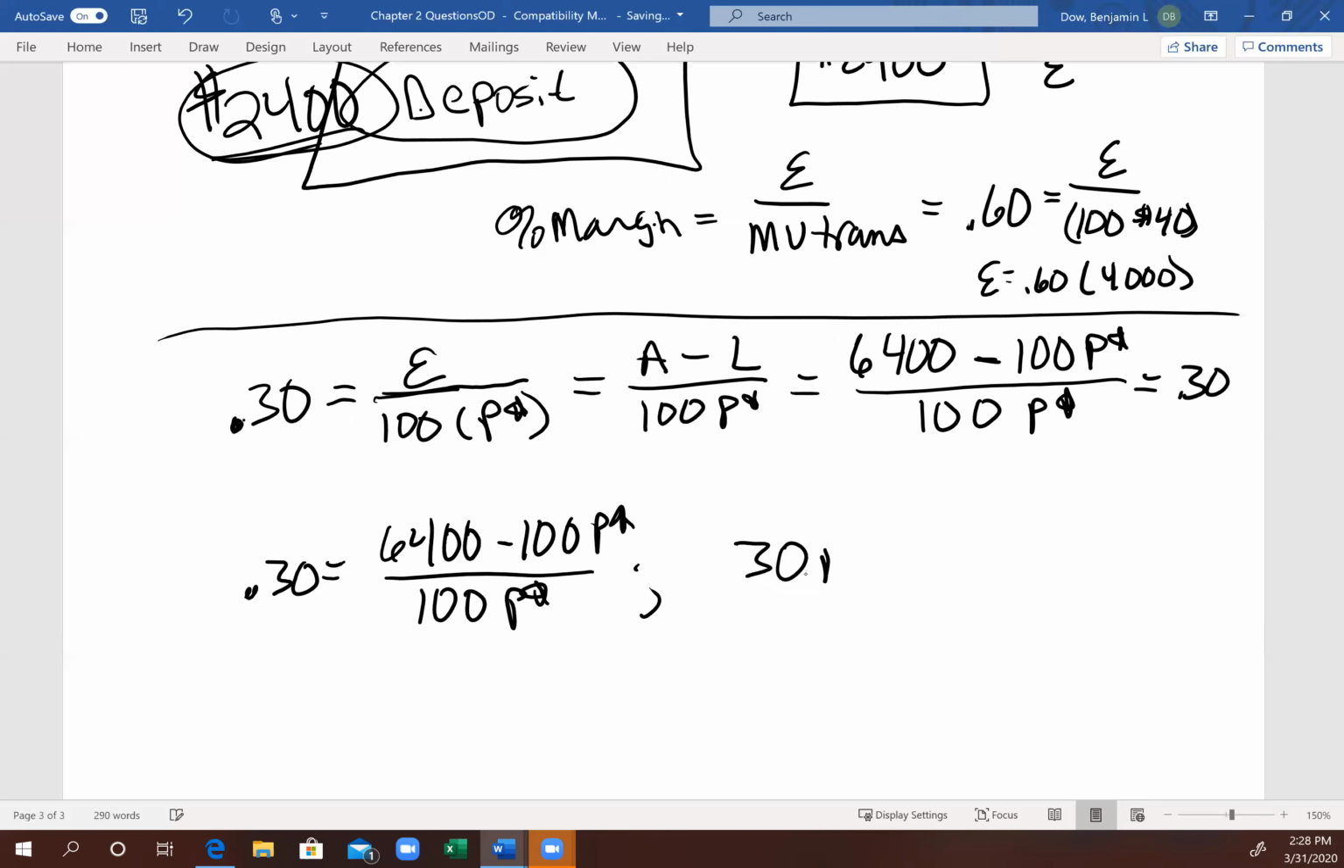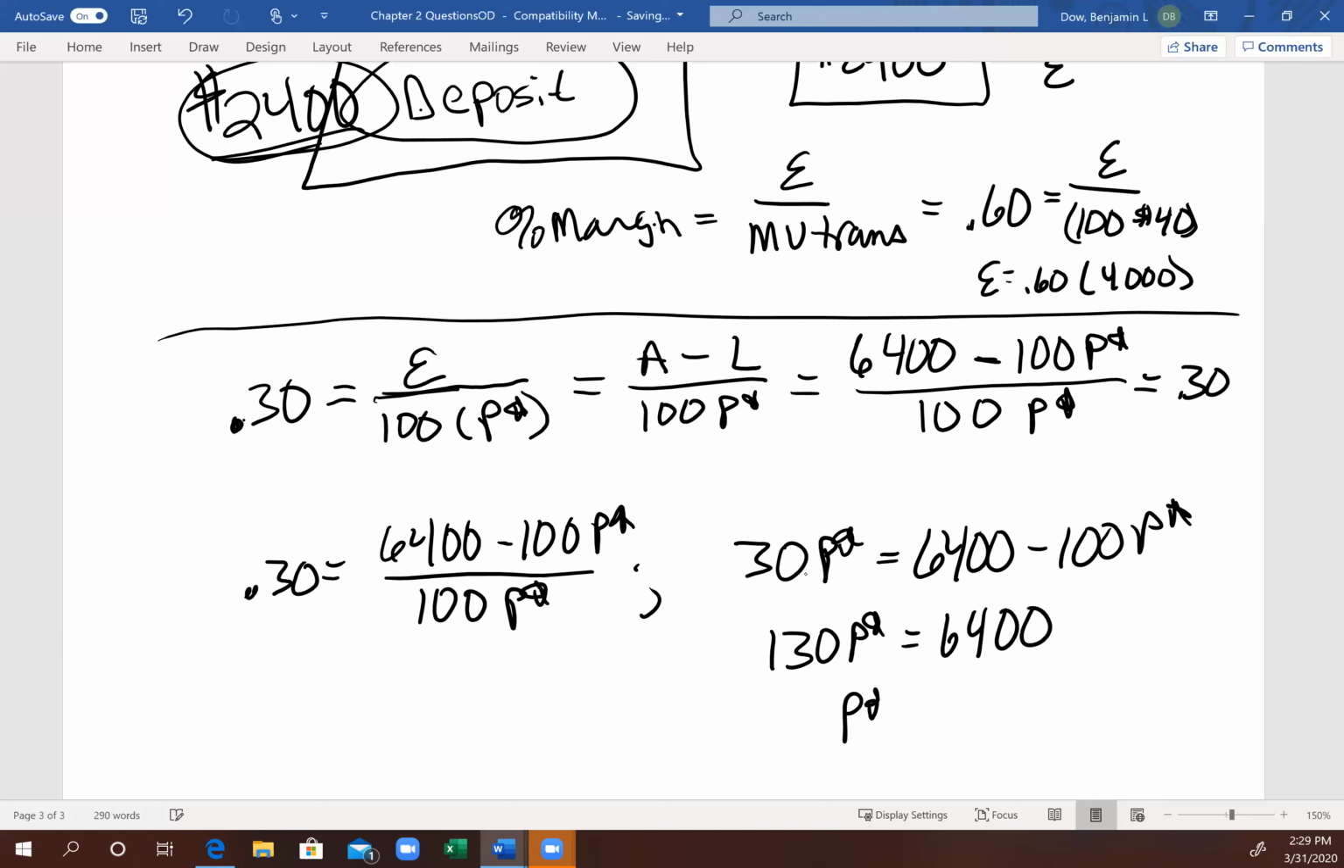30 P star is equal to 6,400 minus 100 P star. 130 P star is equal to 6,400. P star is equal to 6,400 divided by 130. P star is 49.23.